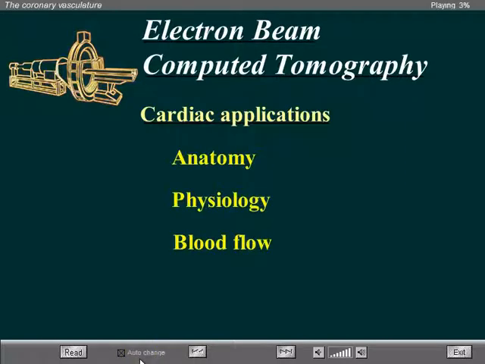Electron beam computed tomography is a very exciting imaging modality which provides anatomic and physiologic information about the cardiovascular structures. When we mention anatomic information, that is the structure of the heart, and the detection of calcific deposits in the coronary arteries is exquisitely detected by this modality of examination.